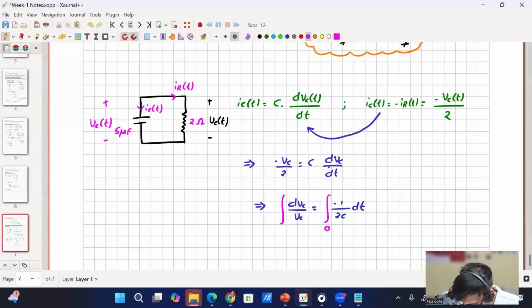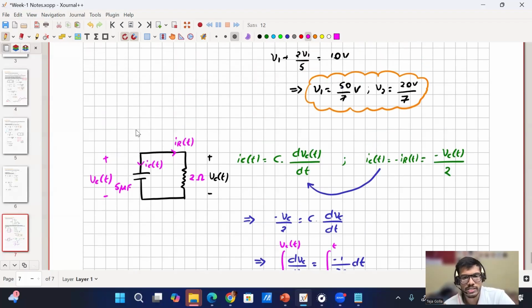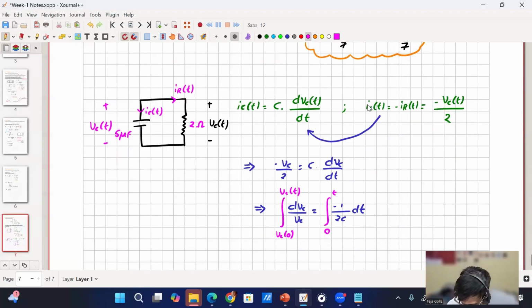I'll start from 0 to time period t, so Vc of 0 to Vc of t. If you see, the capacitor has an initial voltage, which is V2, 20 by 7. There is an initial voltage because it is charging with a non-zero value. So my Vc of 0 is 20 by 7 volt.